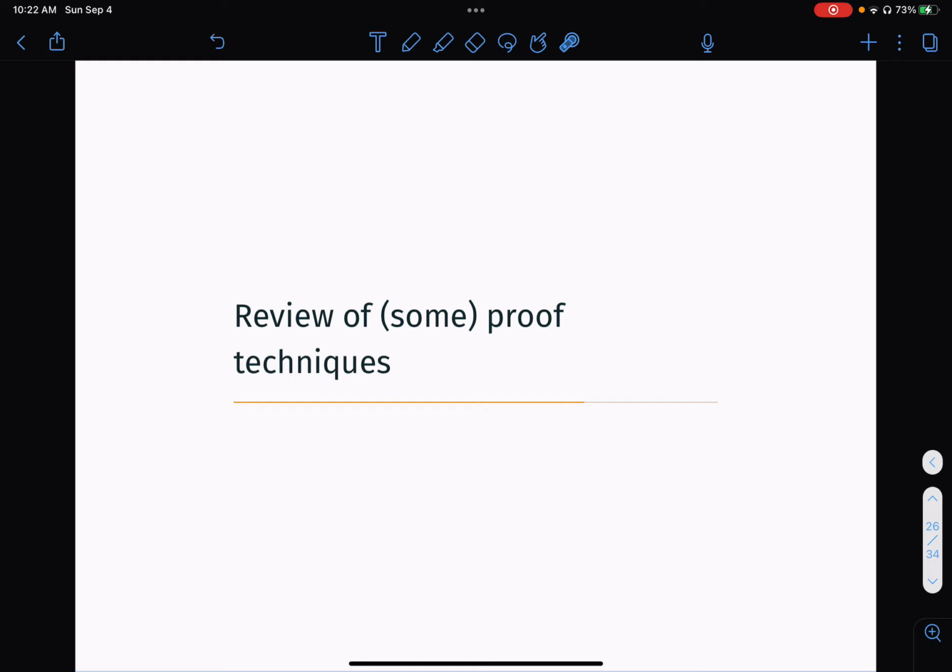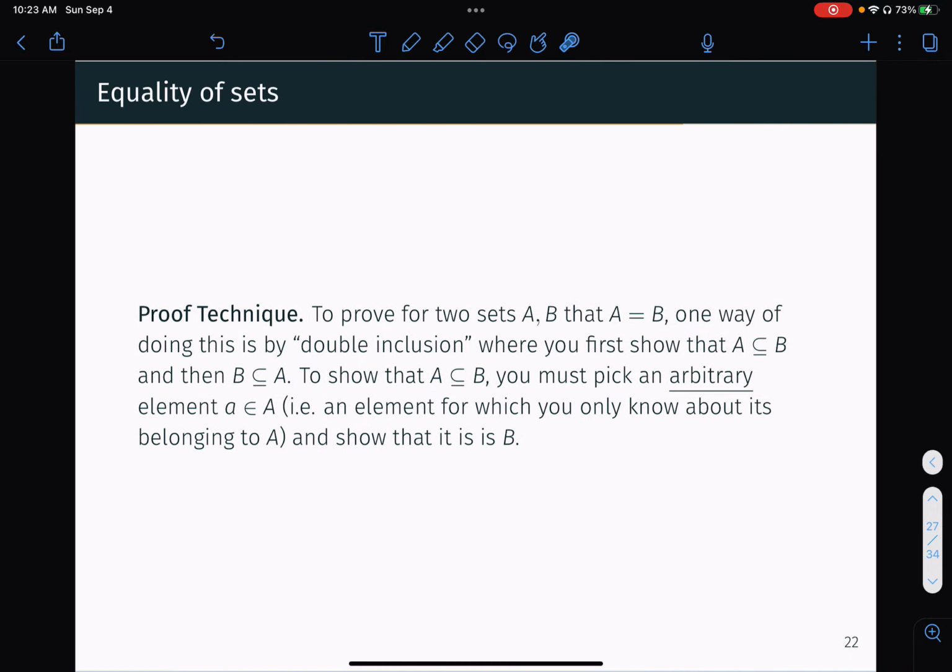In this set of videos, we'll be talking about some review of proof techniques that you might have seen in your discrete structures or discrete math class, that I just want to remind you of because you'll be seeing some similar proofs throughout a potential theoretical computer science course. The first proof technique that I'm going to talk about, and I think I'm going to split these into multiple videos. In this video, we'll be talking about the equality of sets proof technique.